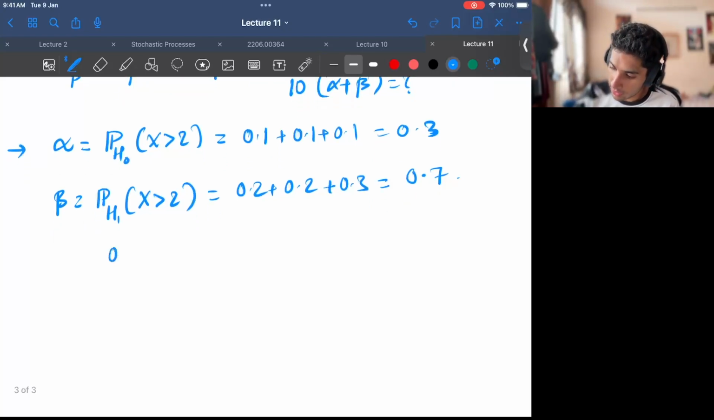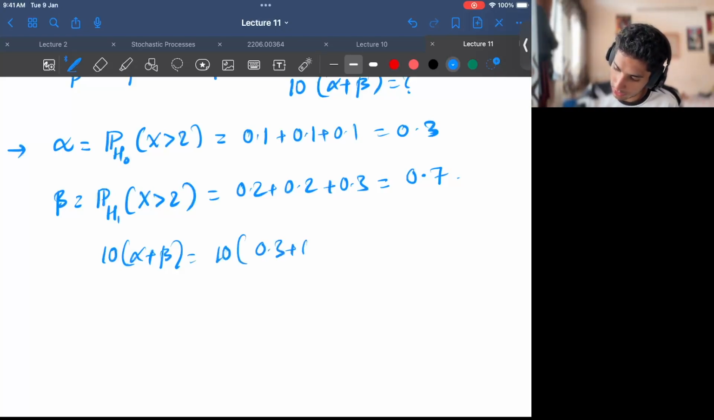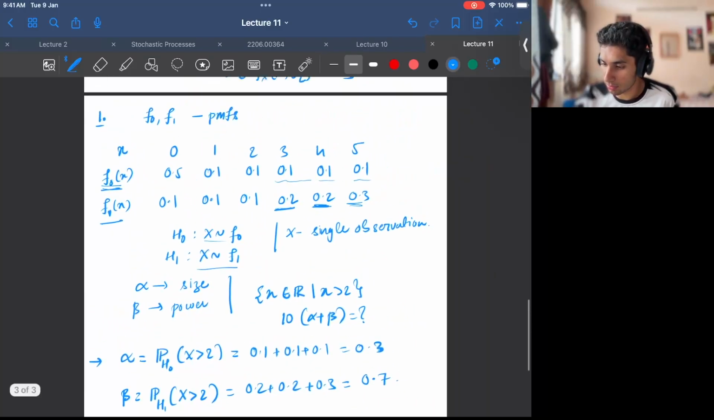Now, what is the value of 10 times alpha plus beta? This is 10 times 0.3 plus 0.7, which is 1, equal to 10. This is your answer. A simple example, a simple problem, in fact.